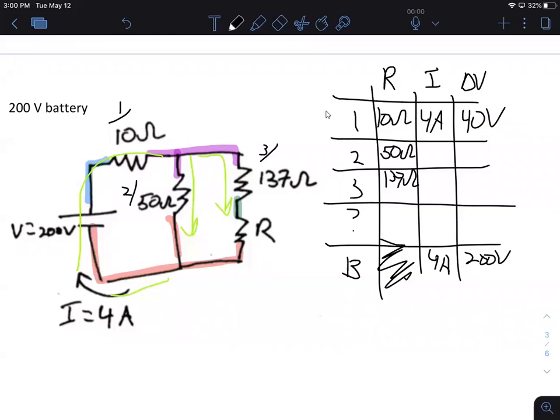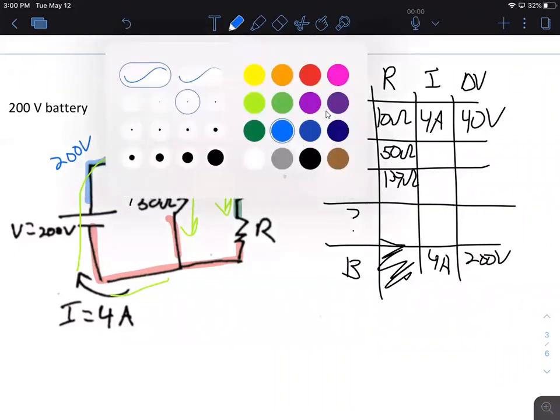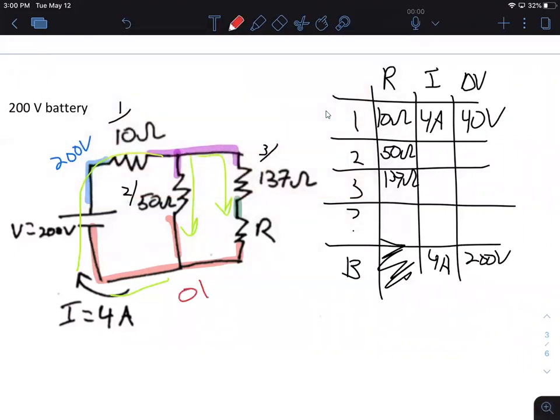So let's go to our table. Let's put some voltages here. Battery adds 200 if we say we're starting with 0. And then I just found this is changing it by 40. So 200 losing 40, if we're saying the current's going that way over this resistor, goes down to 160 volts. Great.